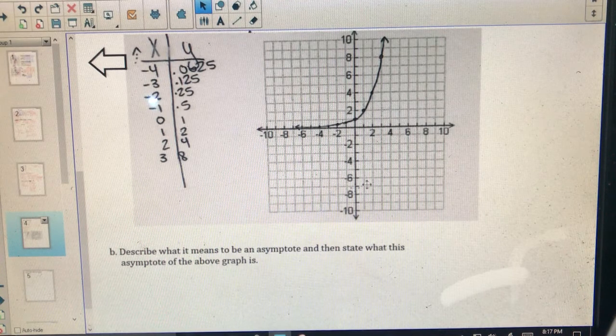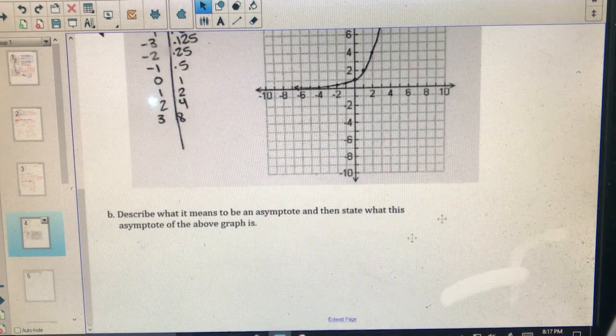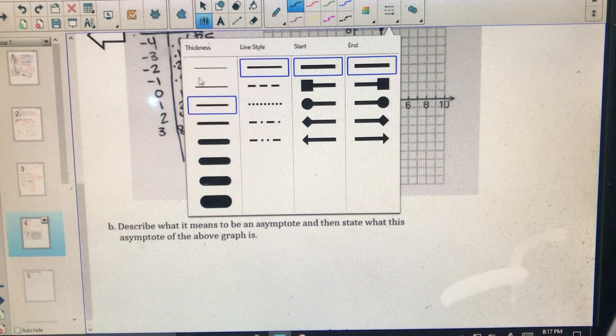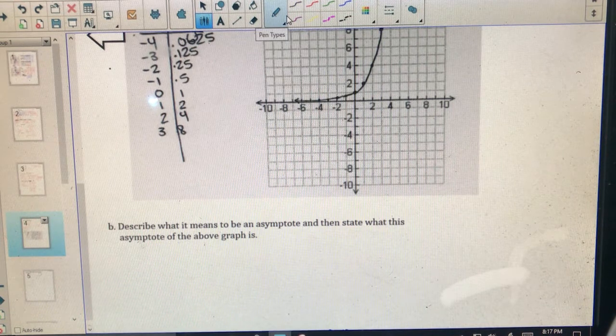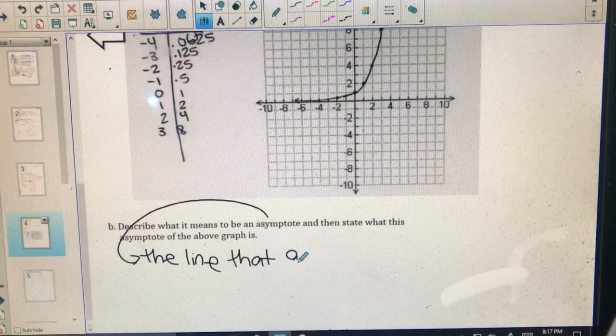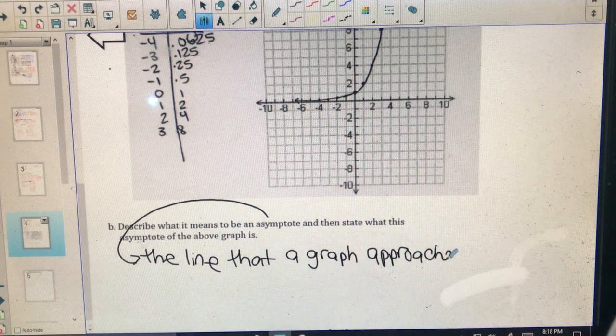Okay, so if you need to pause it right now and take a second to graph this, go ahead. I'm going to move on to part B. So B says, describe what it means to be an asymptote. Well, we just kind of said it, but an asymptote is the line that a graph approaches, meaning it gets very close to it, but never actually touches.